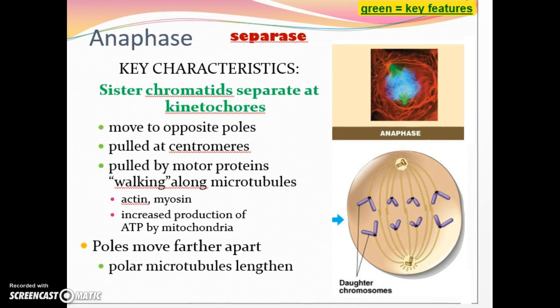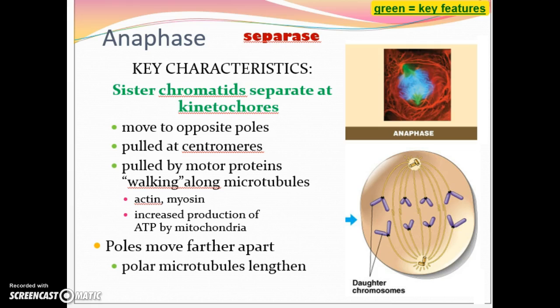Let me see if I can move this back in place. There we go. Once those chromatids are separate, we now have full-fledged chromosomes moving towards opposite poles of the cell. There have been questions about how the kinetochore microtubules actually allow this movement of the chromosomes to occur. What is believed is that one of two mechanisms is at work.